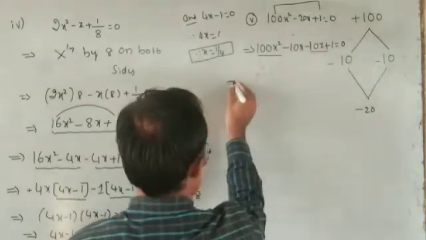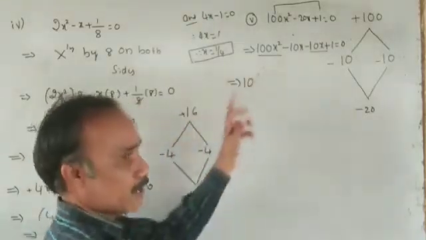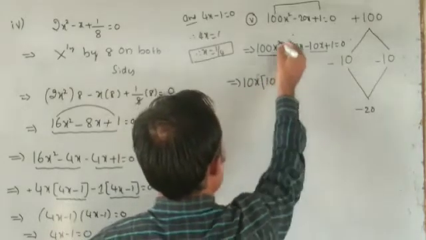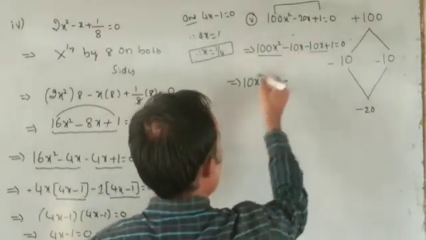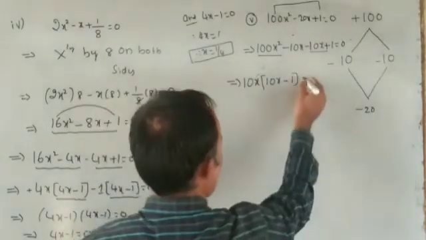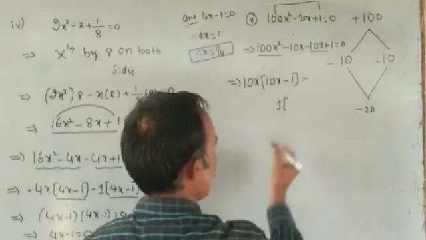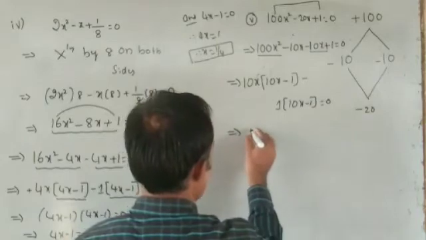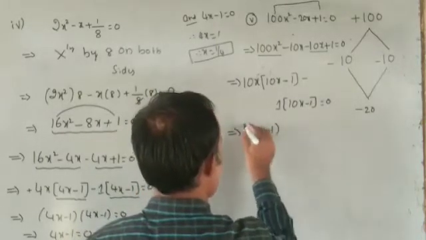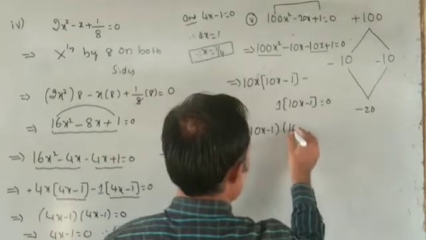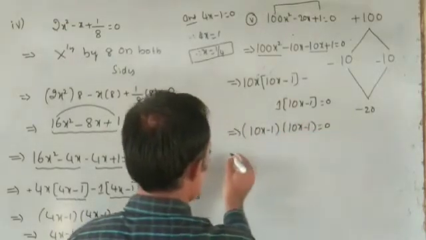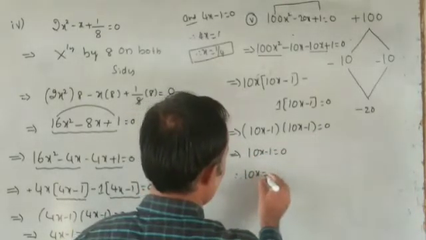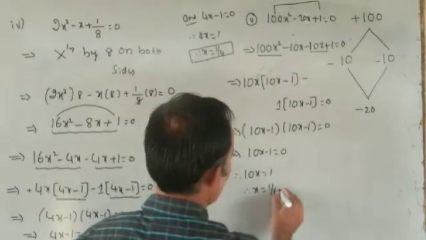Make a group here. So 100 and 10, 10 is common; x square and x, x is common. 100 by 10 is 10, x square by x is x, minus 10x by 10x is 1. Next, minus 1 is common here again. So 10x minus 1 is equal to 0. So which implies 10x minus 1 is common in both groups. What will we get? Again 10x minus 1 is equal to 0. Therefore 10x is equal to 1. Therefore x is equal to 1 by 10.